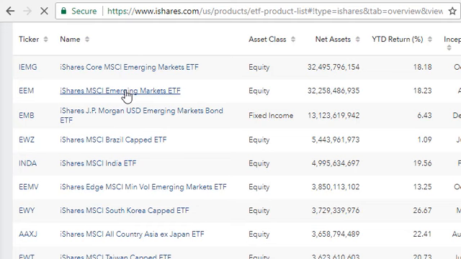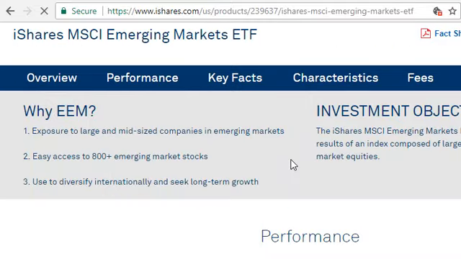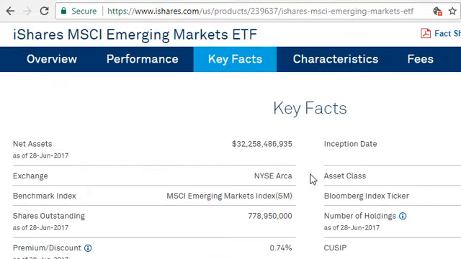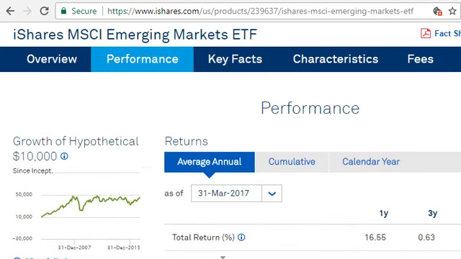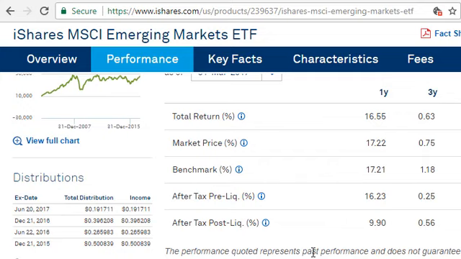If I click on the MSCI Emerging Markets, that's EEM, you're going to get all kinds of data in terms of the overview, its exposure to large and mid-sized companies in emerging markets. You're replicating the MSCI Emerging Markets Index. You see easy access to 800 plus emerging market stocks. Again, click on the key facts and you're going to see the net assets. I'm not going through all of this in this presentation, but the performance is all here. The nice thing about iShares is that there's a lot of data that's easy to download and it's updated daily. Okay.